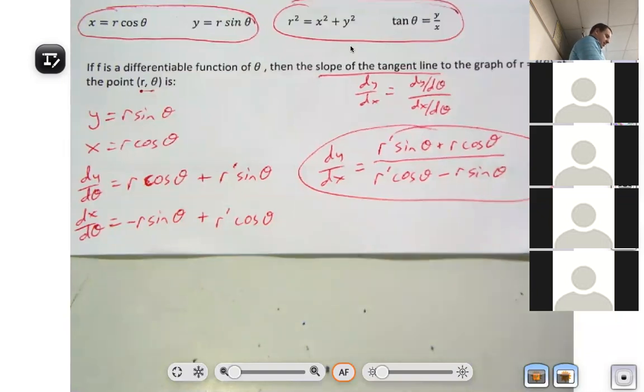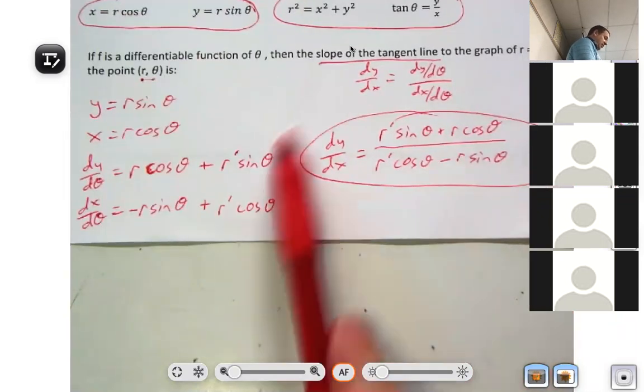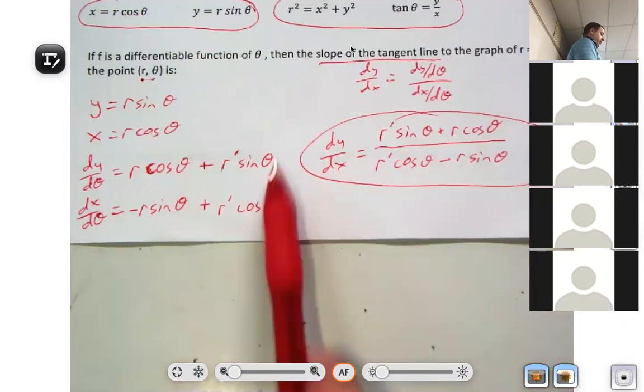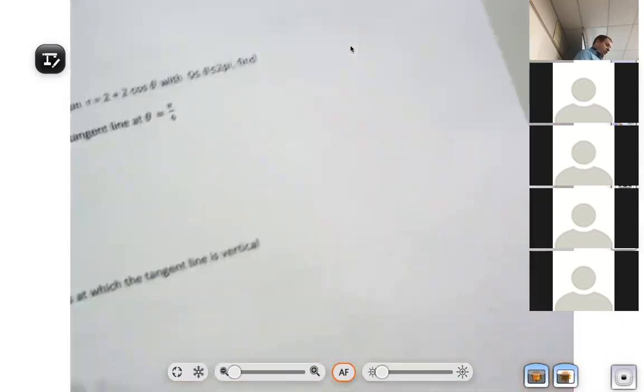But all right, so we're going to practice. So you can either memorize this formula or know how to get to the formula. Either way, choice is yours. Choice is yours and yours alone.